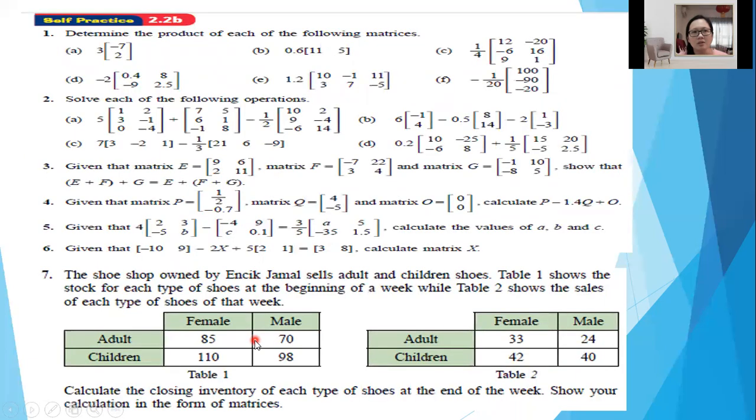Okay, so solve practice 2.2b. Please try to solve it.